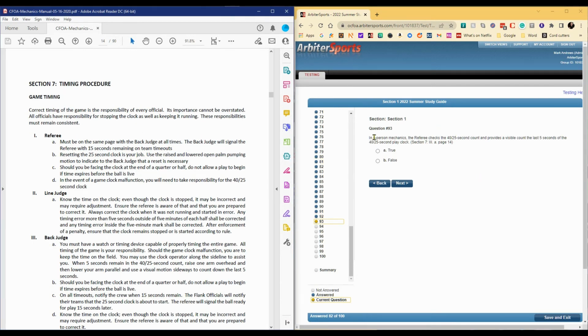Okay, question 93 in 5-person mechanics. The referee checks the 20, 40, 25-second count and provides a visible count the last 5 seconds of the 40, 25-second play clock. Well, we already talked about this, and it's not the referee, it's the back judge that does that. So this question is false.